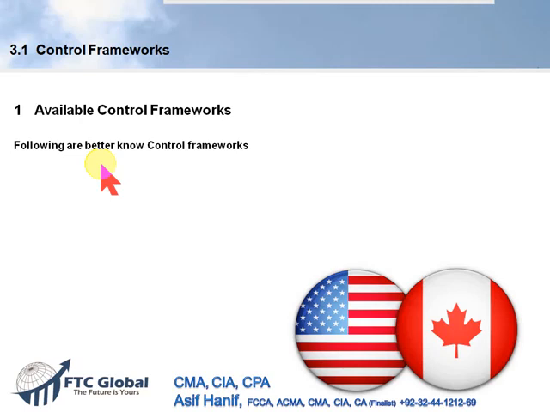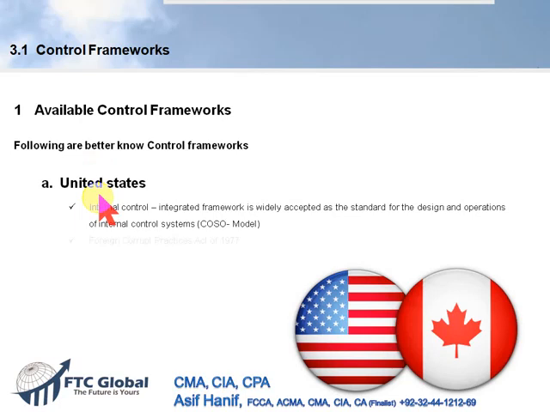So following our better known control frameworks, the first one from the United States is the Integrated Framework. It's widely known as the COSO model. Then the Foreign Corrupt Practices Act, whose very limited application you've seen in your previous chapters. It is studied in little detail in CMA, and much more in detail in CPA. So these are the control frameworks related to internal controls.